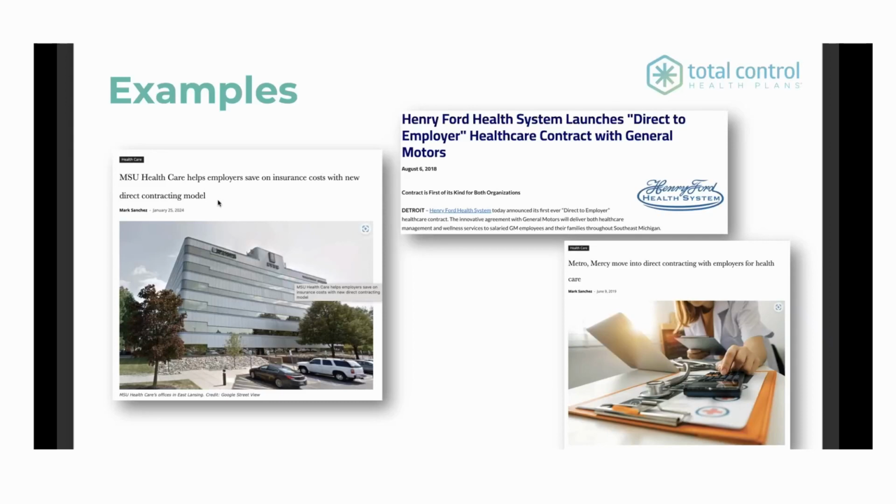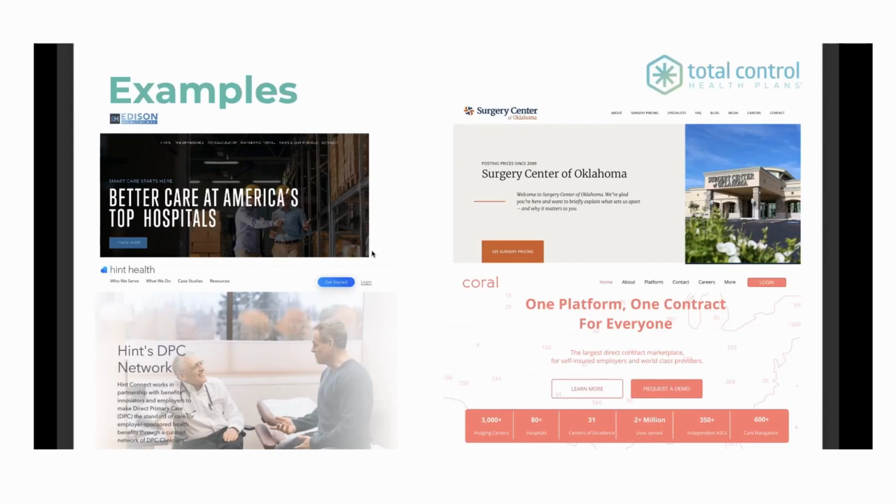But as long ago as 2018, Henry Ford Health System did a direct contract with General Motors. And in 2019, Metro and Mercy in West Michigan started direct contracting with employers. So this is not a new concept, and it's going to continue to grow from our perspective. It can actually take a couple of other forms as well. If you're not direct contracting specifically with the health provider themselves, what are other ways that an employer can do that? Well, there are pre-built networks.